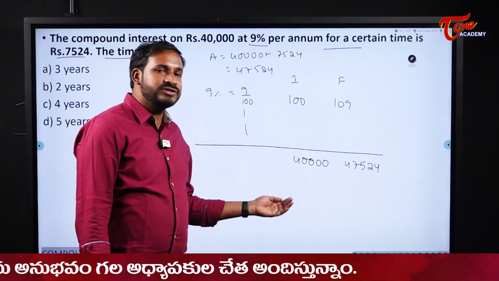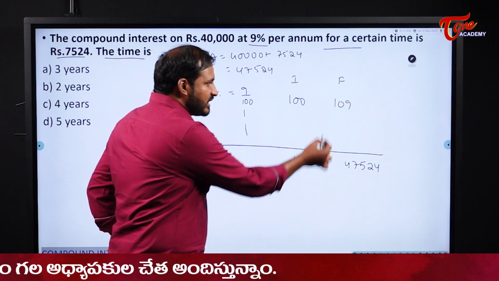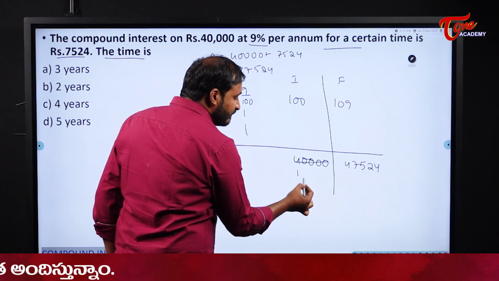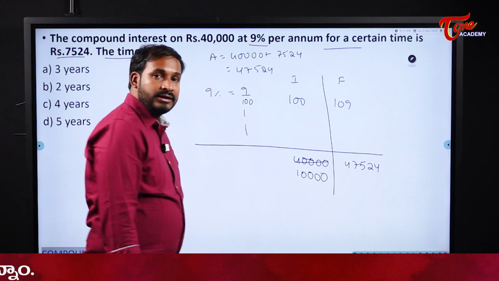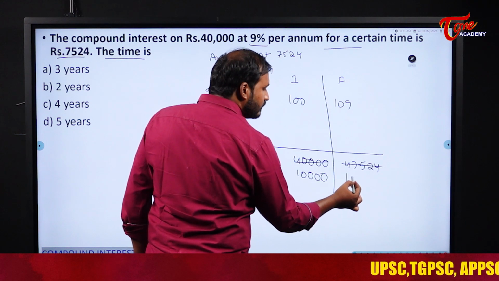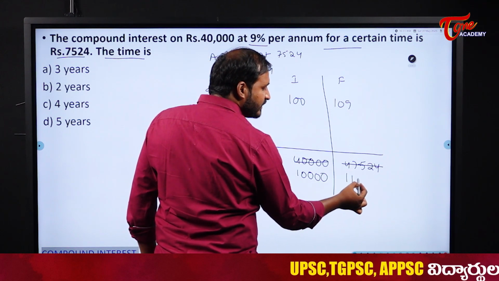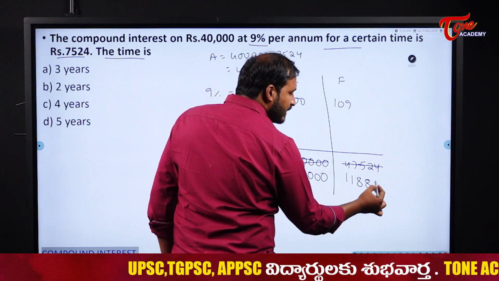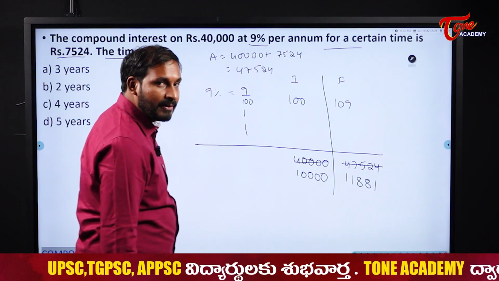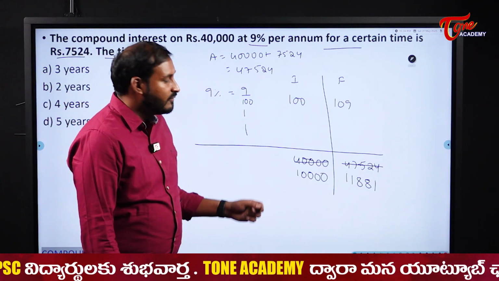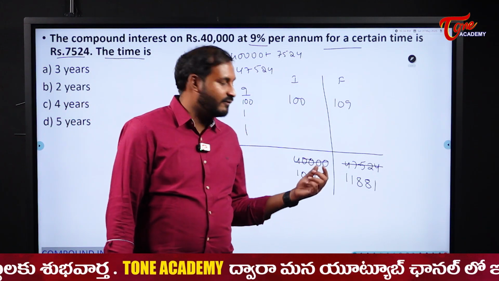If you look like this, you will not get the idea. Let us try to reduce it by some value. Anyway, this is a type of ratio only, right? So I will divide it by 4. It becomes 10,000. And when I divide 47,524 by 4, it becomes 11881.